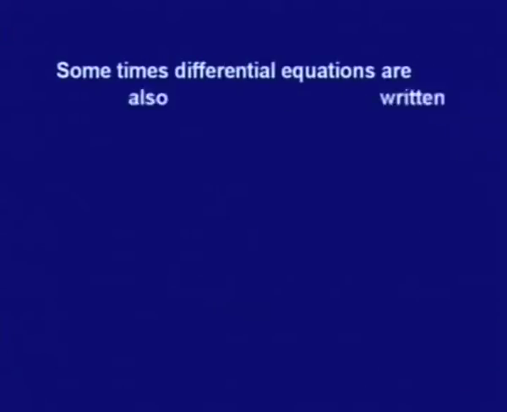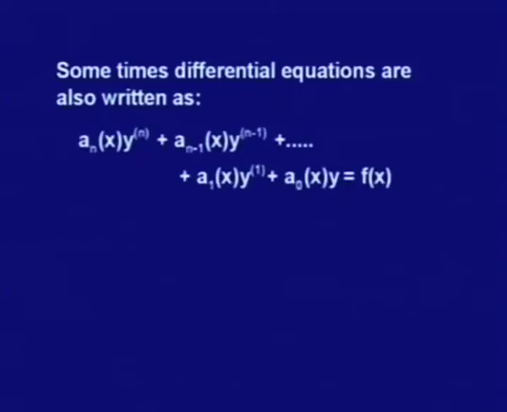Many times this kind of equation is also written as a_n(x) y_n + a_{n-1}(x) y_{n-1} and so on, a_1(x) y_1 + a_0(x) y = f(x). The change we have made here, if you see, is that we have replaced this y_n with d^n y over dx^n. That is the nth derivative; we have used another notation, y_n.